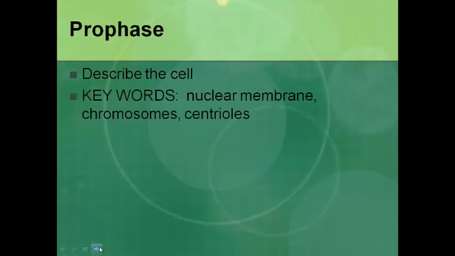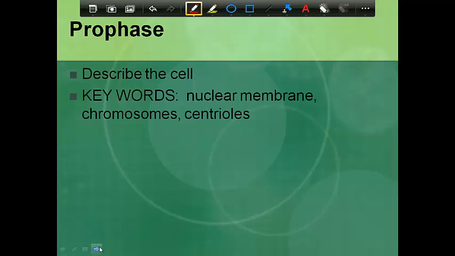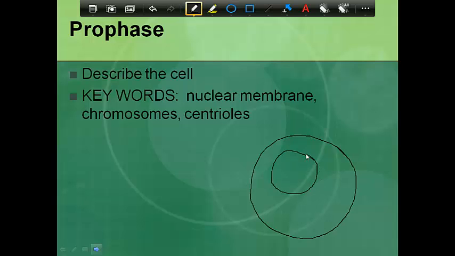The first stage you're going to start with is called prophase. Remember, these are parts of mitosis. You do want to write this down in your notebook so you have this as a reference while you practice your modeling. So what you want to do first is you're going to describe your cell. So I'm going to show you how you set up your cell here. So here's your large string that represents the cell membrane. Here's your smaller string, which represents your nuclear membrane.